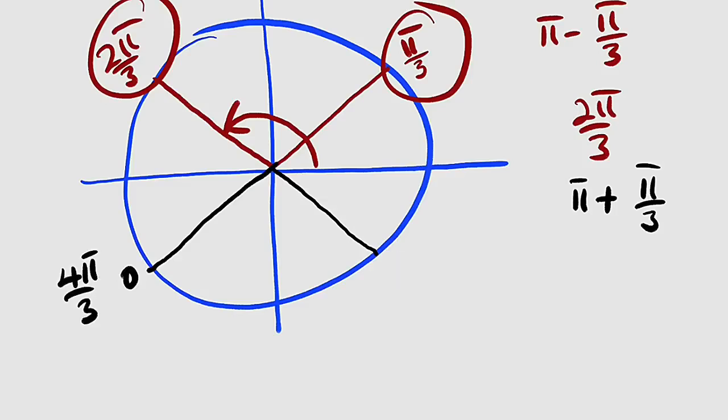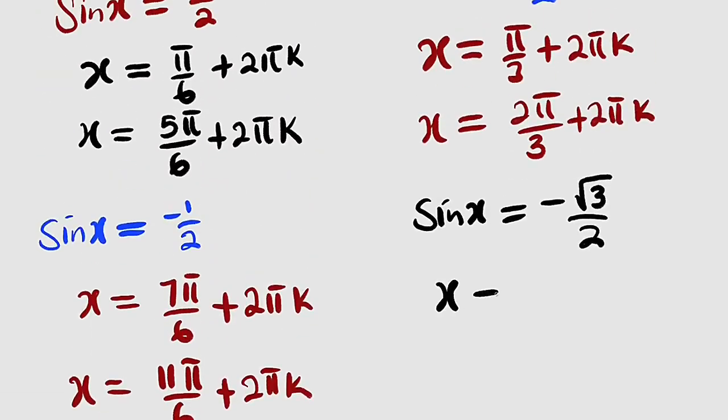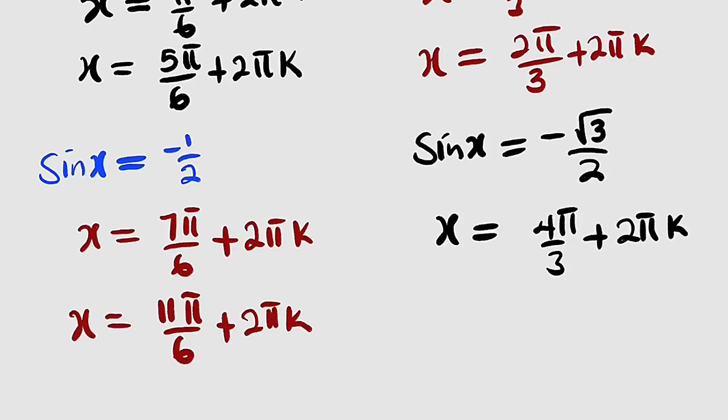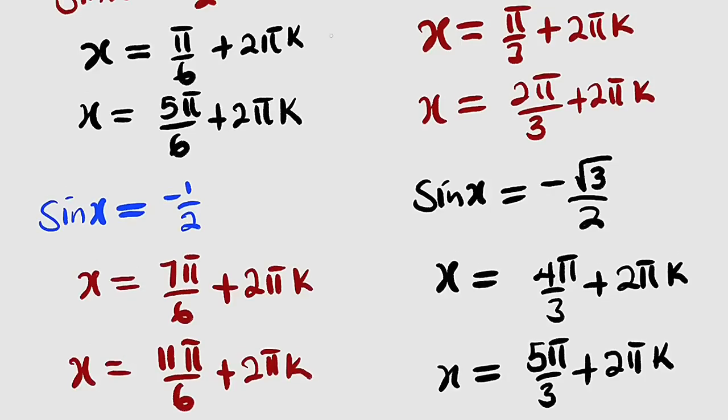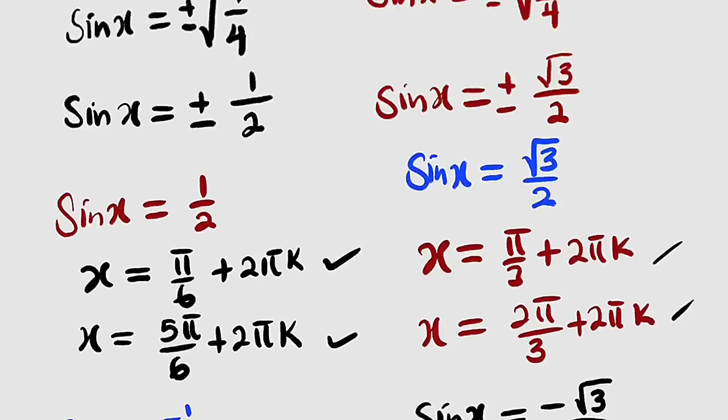And how can we get this one? By subtracting this angle from 360, which is 2 pi, minus pi divided by 3. This is going to give us 3 times 2 is 6, minus 1 is 5. So this is 5 pi divided by 3. So we have 4 pi divided by 3 and 5 pi divided by 3. So x could either be equal to 4 pi divided by 3 plus multiples of 2 pi, and the other one, x equal to 5 pi divided by 3 plus multiples of 2 pi. And hence, we have gotten so far 8 solutions. You can see them: 1, 2, 3, 4, 5, 6, 7, 8. We have 8 solutions for this equation.